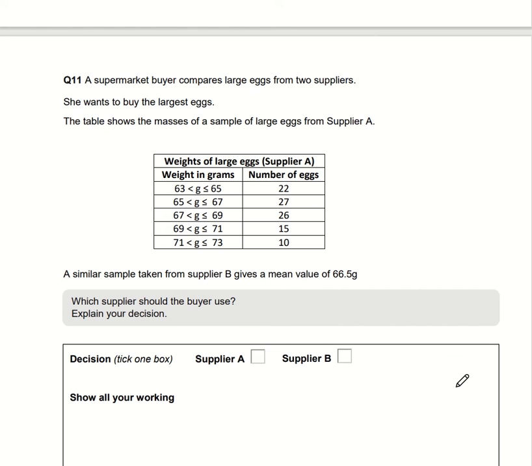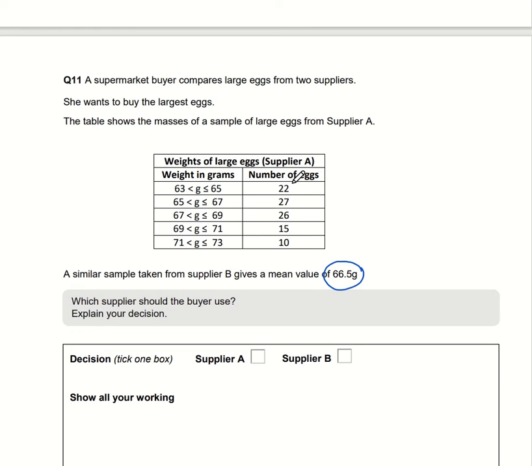Question 11. A supermarket buyer compares large eggs from two suppliers. She wants to buy the largest eggs, and we know the mean for supplier B, but we don't know the mean for supplier A. Supplier A is going to be an estimated mean, and the reason for that is we are dealing with grouped data.